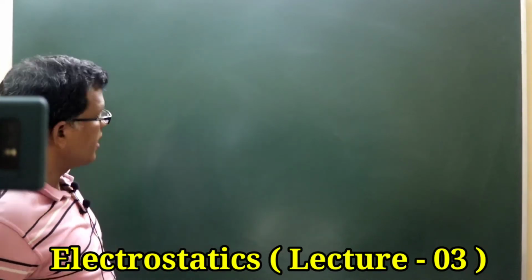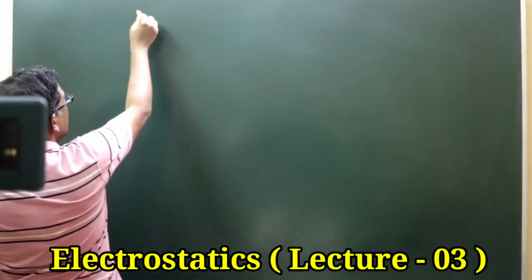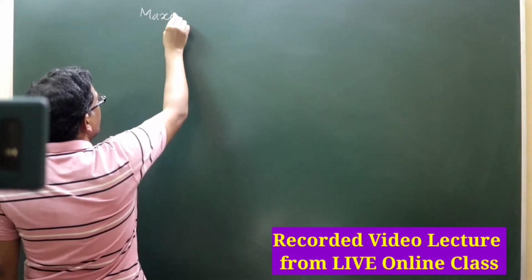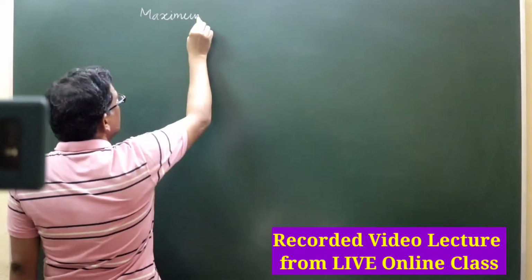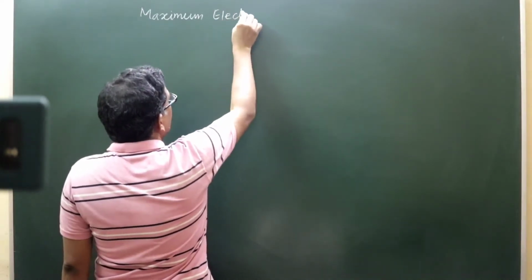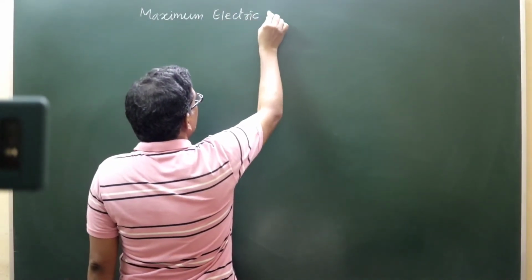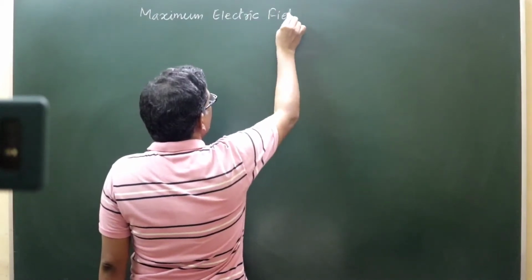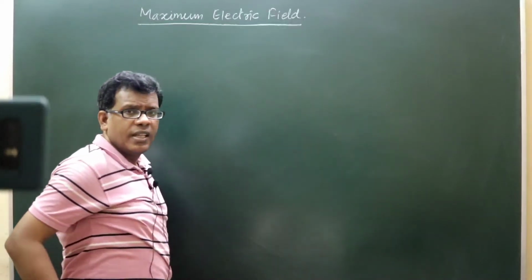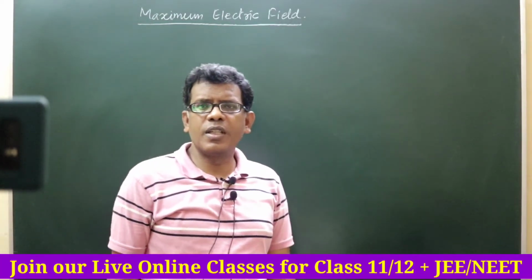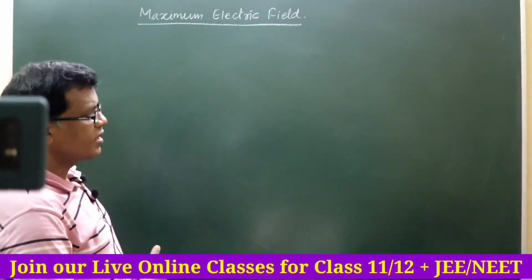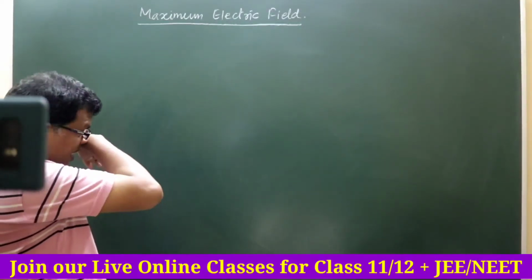Okay, so today we will discuss the maximum electric field, the maximum electric field possibility. In last class we discussed the zero electric field value. Today we will discuss just the opposite side, that is maximum electric field.